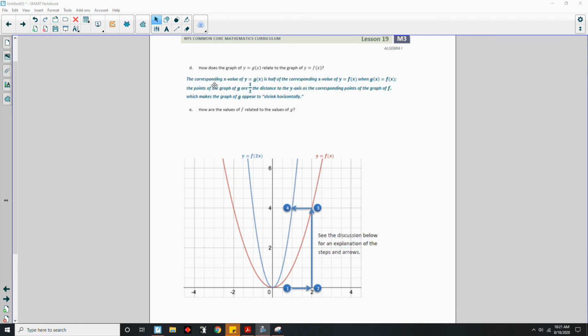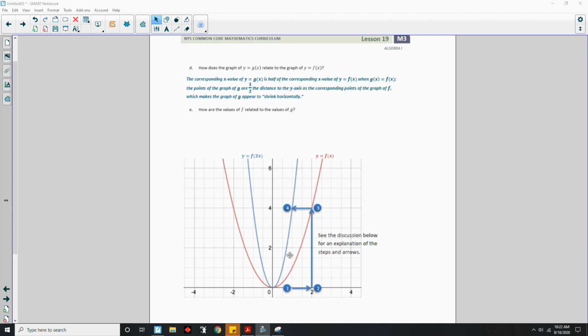Okay, the corresponding x values of y equals g of x is half of the corresponding x value of y equals f of x. When g of x equals f of x, the points of the graph of g are 1/2 the distance to the y-axis as the corresponding points of the graph of f, which makes the graph of g appear to shrink horizontally.